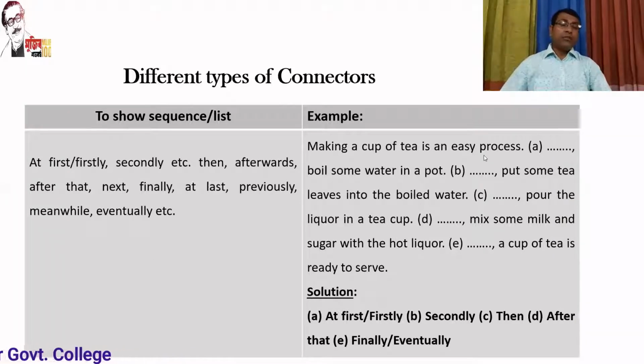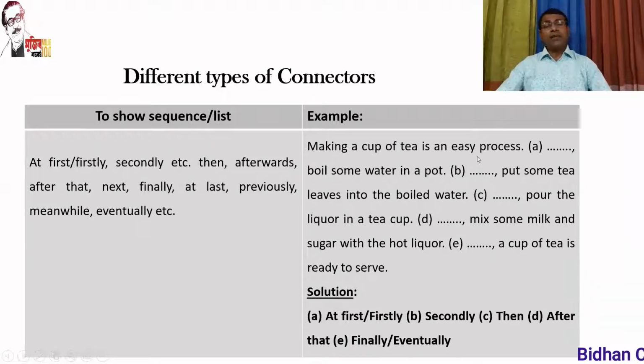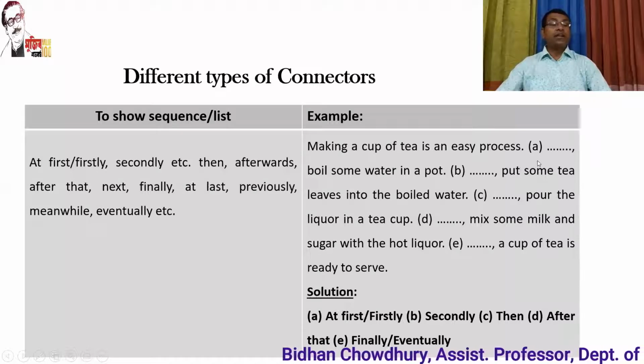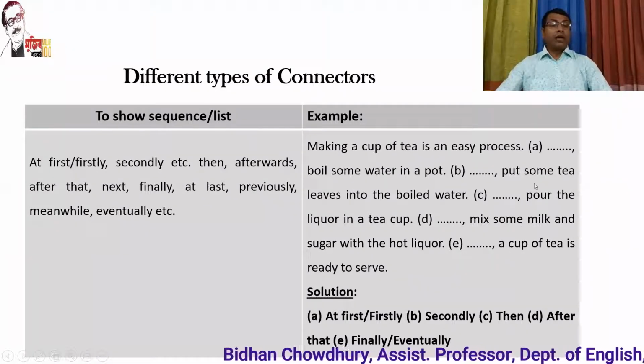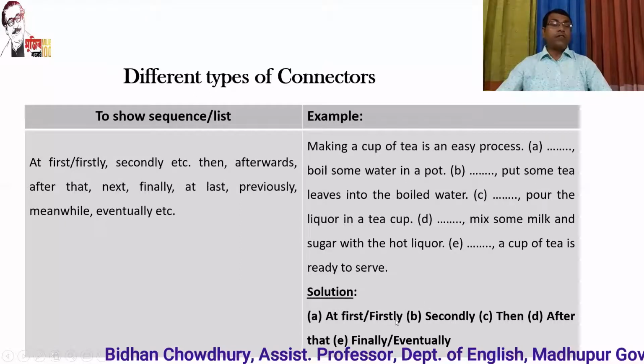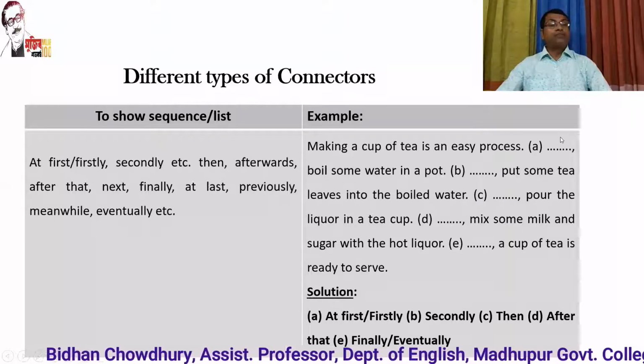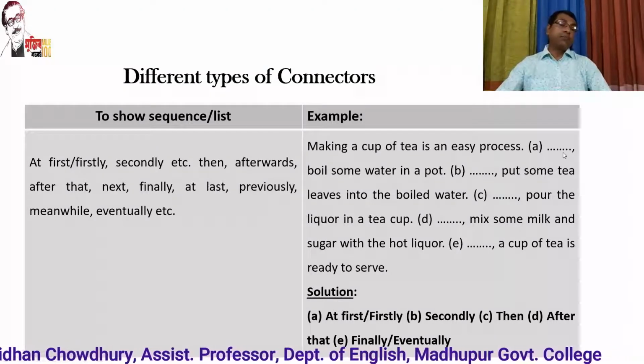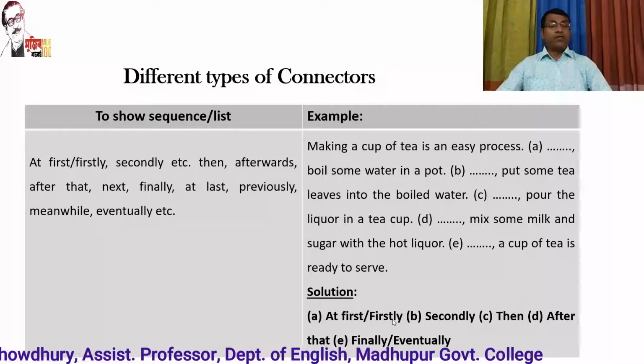So if you read this passage very carefully, you will see that the passage is describing the process of making a cup of tea and what we should do if we want to make a cup of tea. It is a series of actions, that means it is making a list or giving a sequence here. So for the solution, we have used at first or firstly in number A, the gap number A.